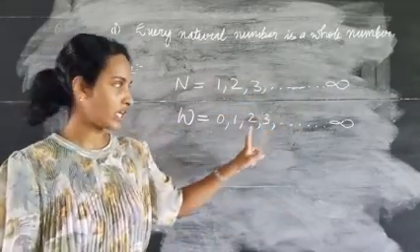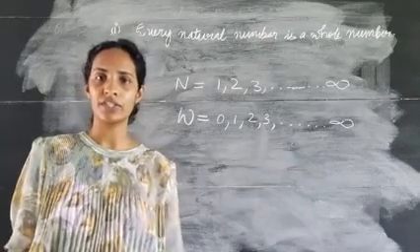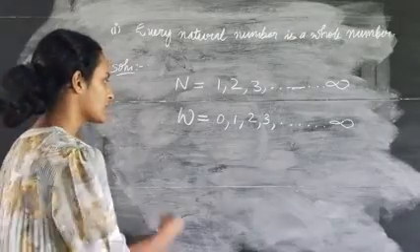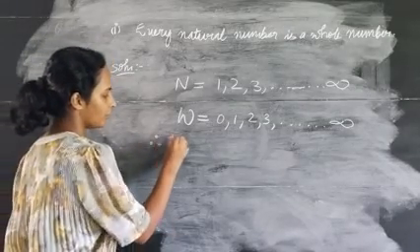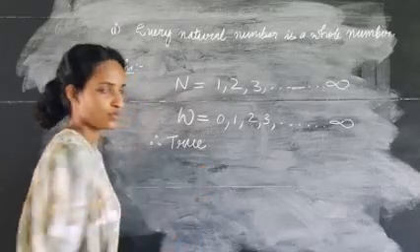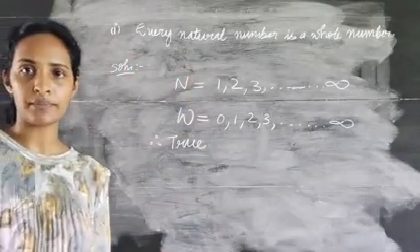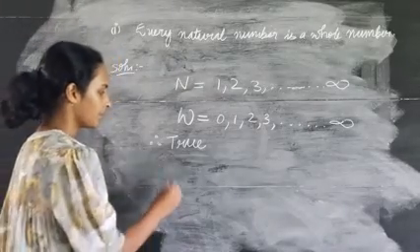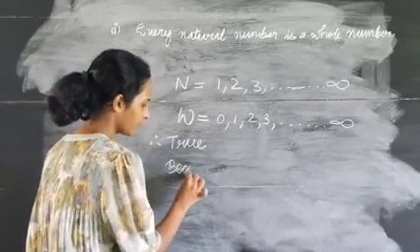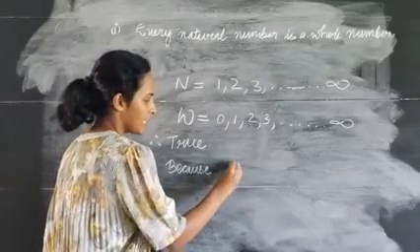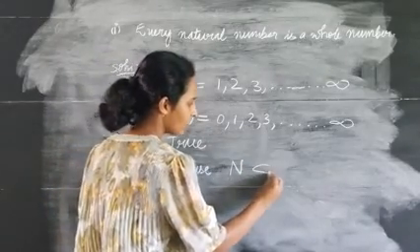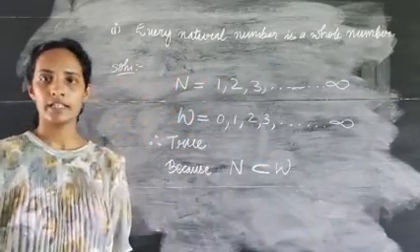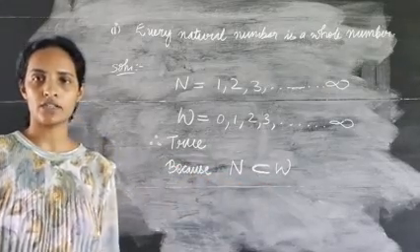1, 2, 3, etc. infinity are also there in whole numbers. So, we can see that every natural number is a whole number. So, this given statement is therefore true. Every natural number is a whole number, right? Now, we need to give the reason. What is the reason? Because natural number set is a subset of whole number set, right? Yes, natural number set is a subset of whole number set.